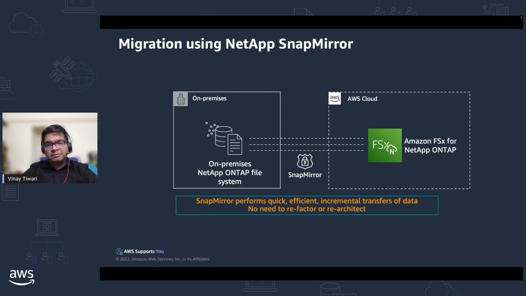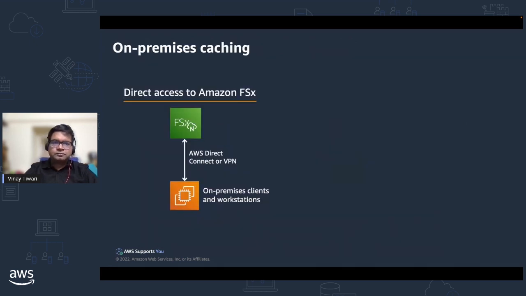Now, if a customer is migrating from non-NetApp systems, they can use any standard data transfer tool. They can use Robocopy or rsync. You can even use Snowball if you want to migrate your data. So there are a bunch of different options that customers have in order to migrate their data.